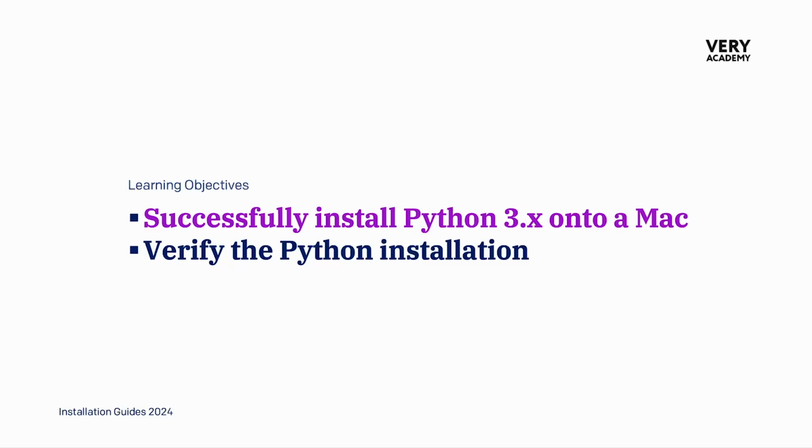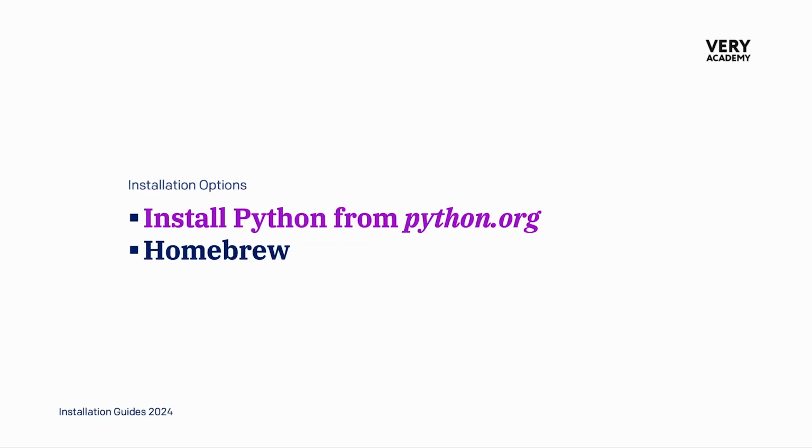In this tutorial, we learn how to install Python onto the Mac and verify the Python installation. There are two ways of installing Python onto your Mac. You can go ahead and download and install from python.org, or alternatively, you can use Homebrew, a package manager for macOS, to install Python. Now, it doesn't matter which approach you take to install Python. The main point is that by the end of this step, you have Python installed.